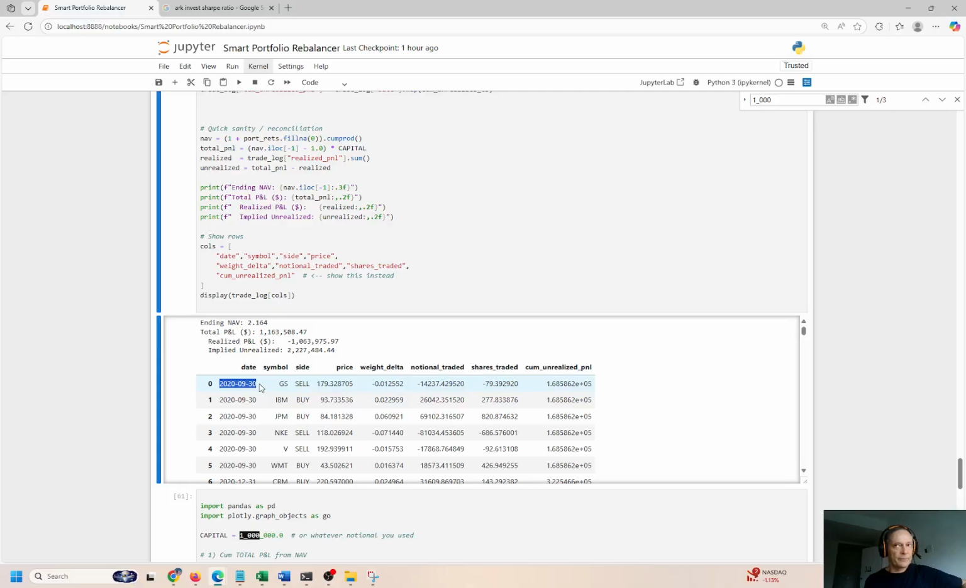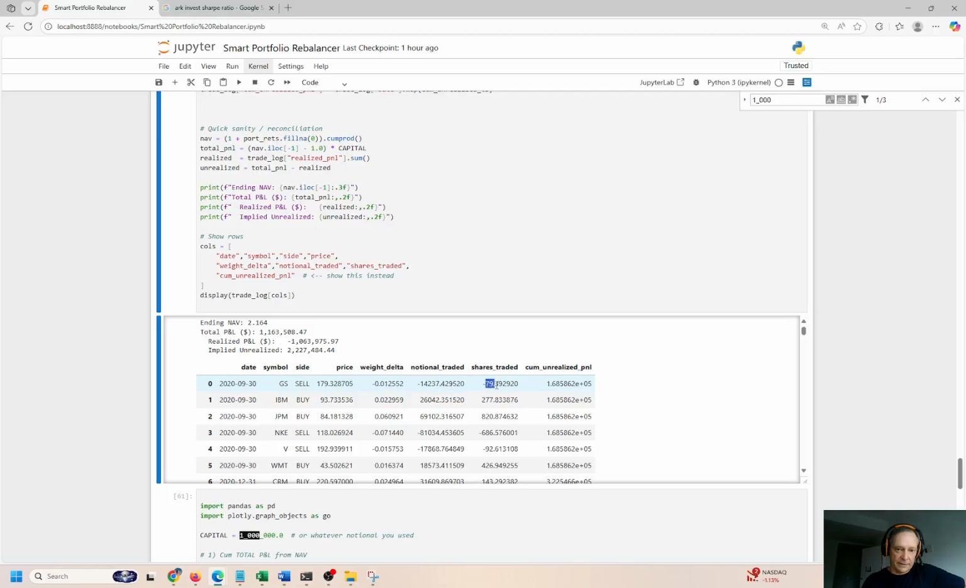It has to see, based on some time series data, in this case it's 9 months of data, what's going on. Then it can start to make buy and sell recommendations. So this first sell is Goldman. This was the price. This is the weight, the notional, the number of shares traded.